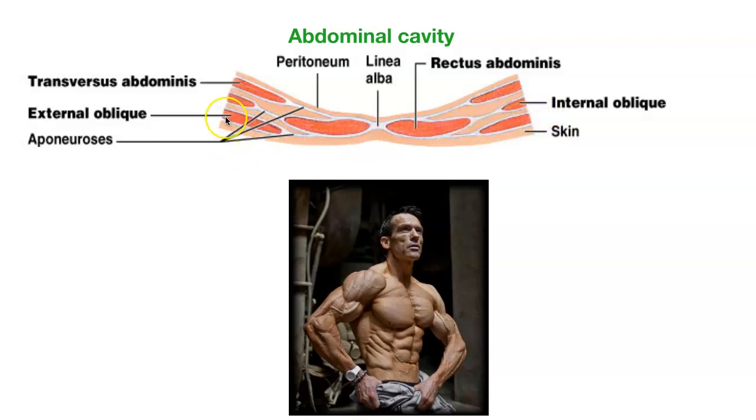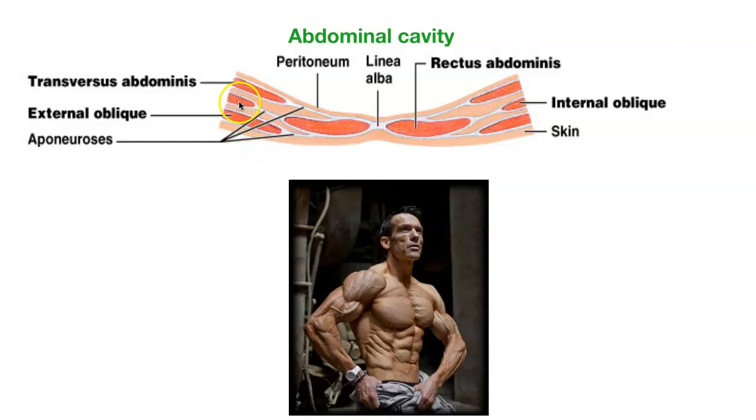The external obliques, it's telling you I'm external, I'm on the outside, my muscle fibers are arranged in an oblique fashion. And here you can actually see the muscle fiber arrangement of his external obliques. The muscle fibers are going downwards. So that is the external oblique.